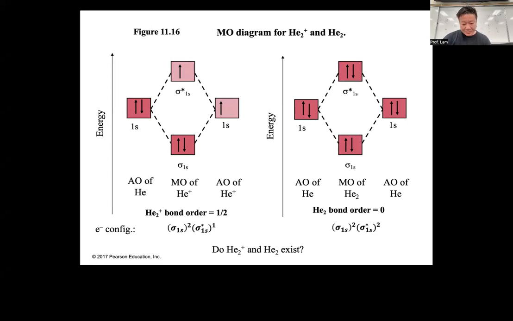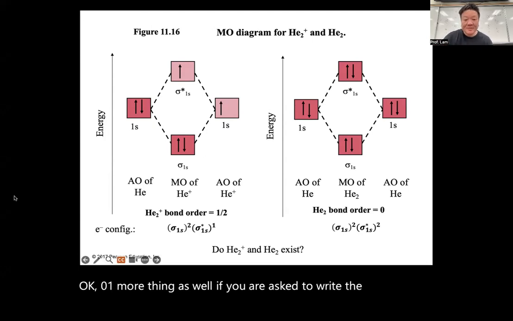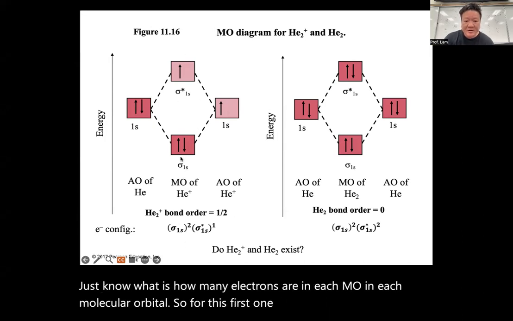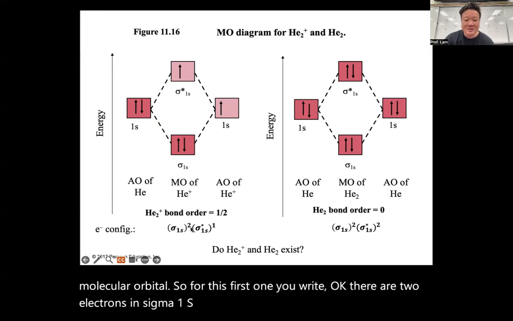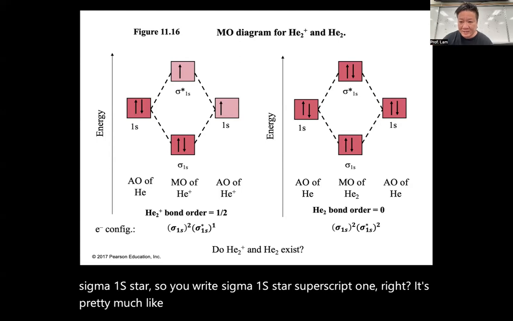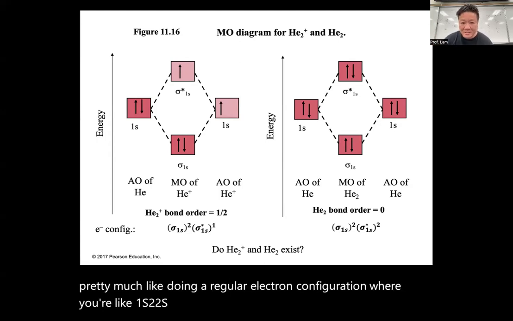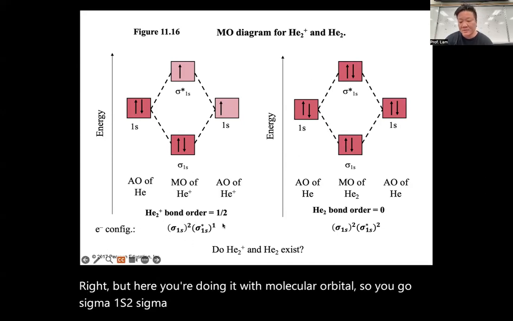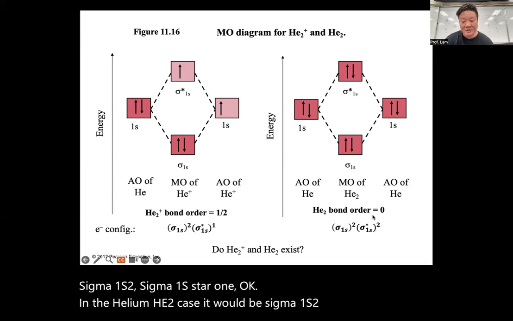Okay. Oh, one more thing as well. If you are asked to write the electron configuration for the MO diagram, just note how many electrons are in each MO, in each molecular orbital. So for this first one, you write, okay, there are 2 electrons in sigma 1s. So sigma 1s 2, and then there's 1 electron in sigma 1s star. So you write sigma 1s star superscript 1, right? It's pretty much like doing a regular electron configuration where you're like 1s2, 2s2, 2p6, right? But here you're doing it with molecular orbital. So you go sigma 1s2, sigma 1s star 1. Okay. In the helium He2 case, it'd be sigma 1s2, sigma 1s star 2.